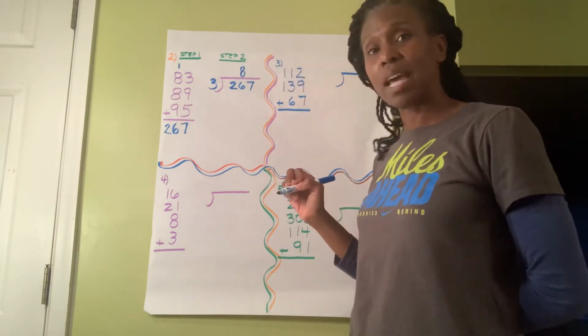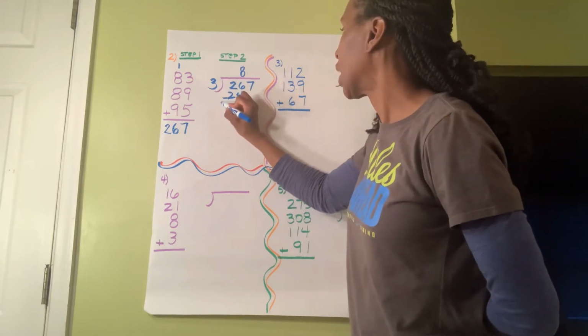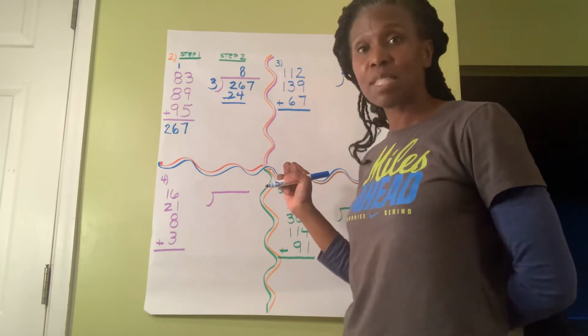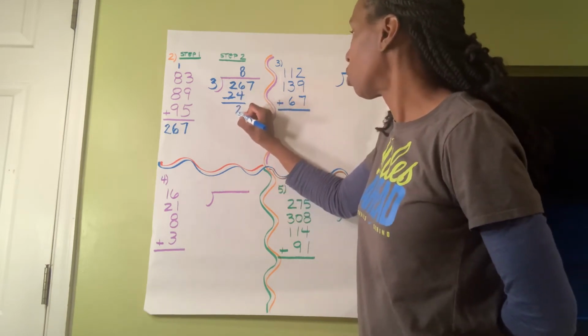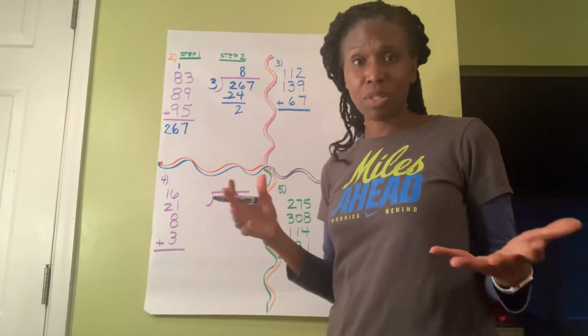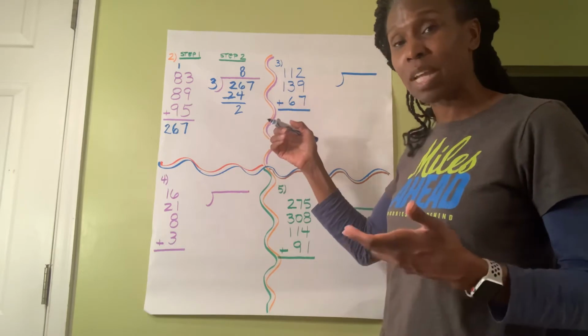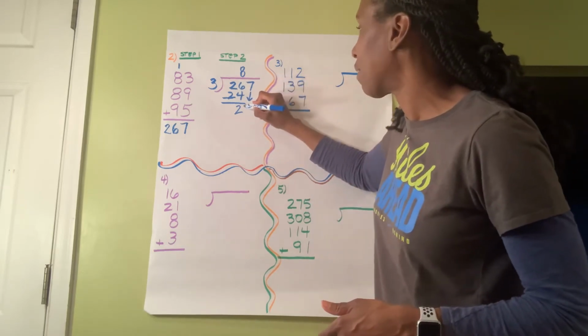All right, after I divide, I multiply. 8 times 3 is 24. And now it's time for me to subtract. 6 minus 4 is 2. And of course, 2 minus 2 is 0. 2 is less than 3, so I picked the right number. So I'm going to bring it down. What am I bringing down? I'm bringing down the next digit, which is a 7.